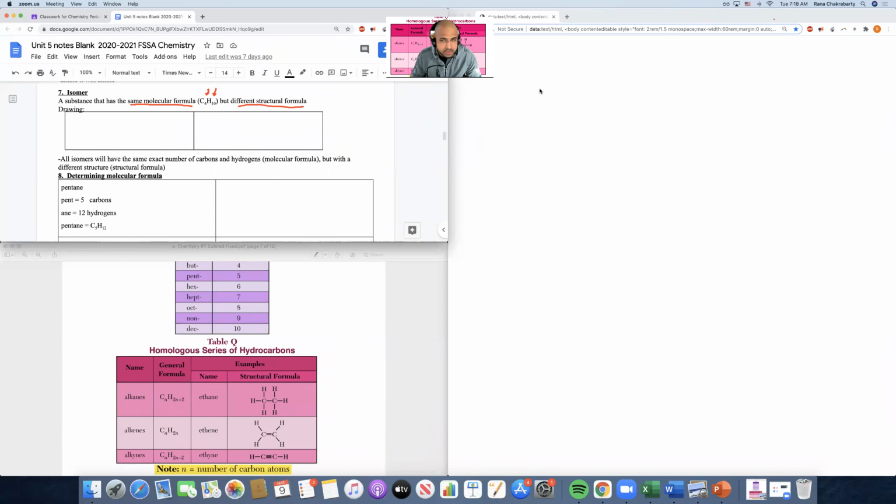So C4H10. If I look at our reference table, I know it starts with 4, so it's going to be "but-". And then I look at the amount of carbons and hydrogens. Hydrogens is 10, carbons is 4. So that's more than double, or double plus 2. It's butane. It's a refresher.